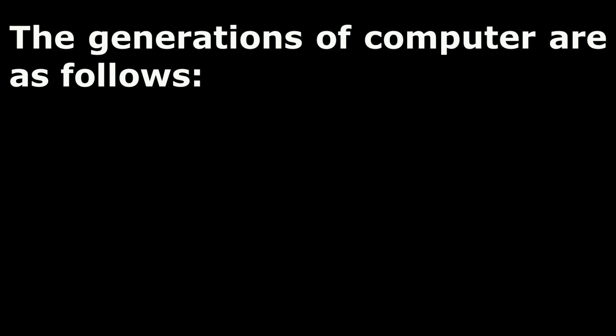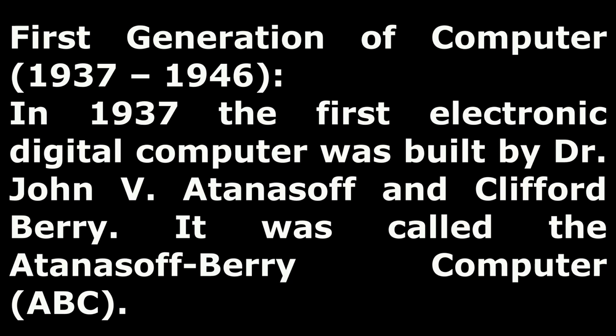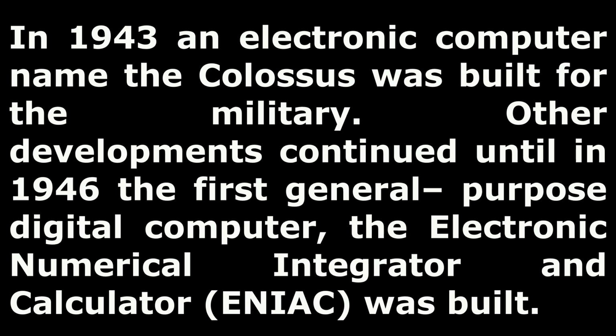The generations of computer are as follows: first generation of computer, 1937 to 1946. In 1937 the first electronic digital computer was built by Dr. John V. Atanasoff and Clifford Berry. It was called the Atanasoff-Berry Computer, ABC. In 1943 an electronic computer named the Colossus was built for the military.